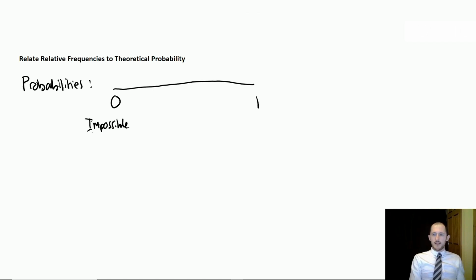Now 1 means it is guaranteed to happen. So if I flip a coin that has heads on both sides, then the probability of getting heads is 1, it's guaranteed. Probability of getting tails is 0, it's impossible. 50%, or 1 over 2, or 0.5, whatever you want to call it, means that it's a fair shot. Okay? But that should hopefully give you an idea that probabilities exist on a scale from 0 to 1.